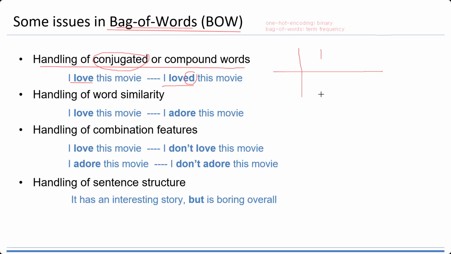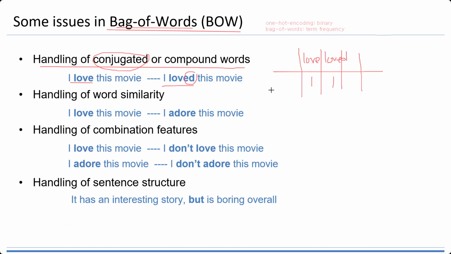You will have two different words. The first word is love. The second word is loved, with a D. So we have one word, only love, and the other word is loved with D.